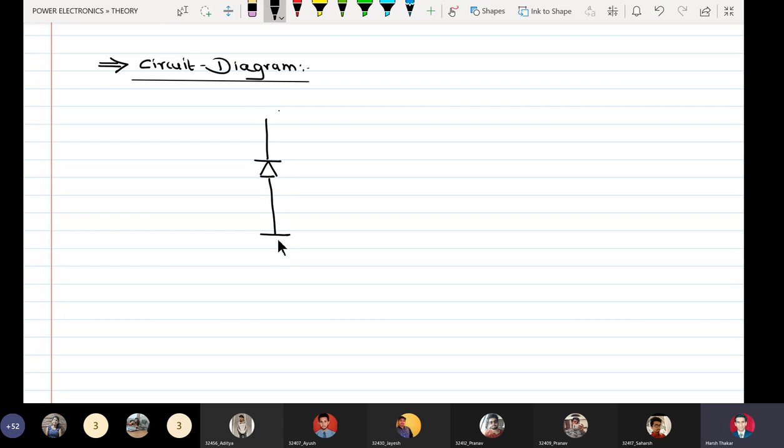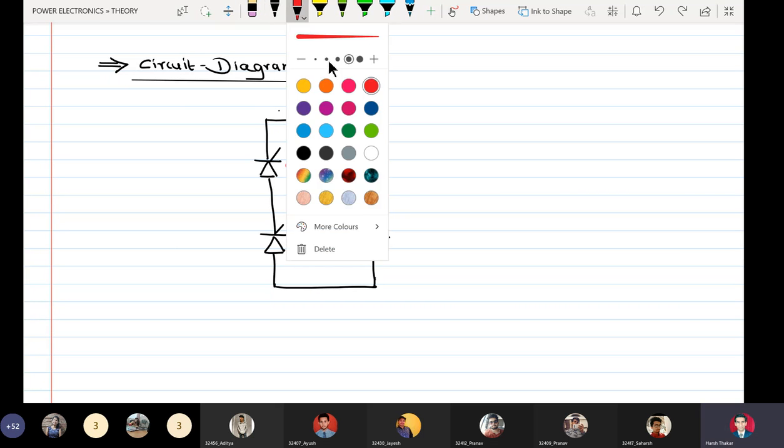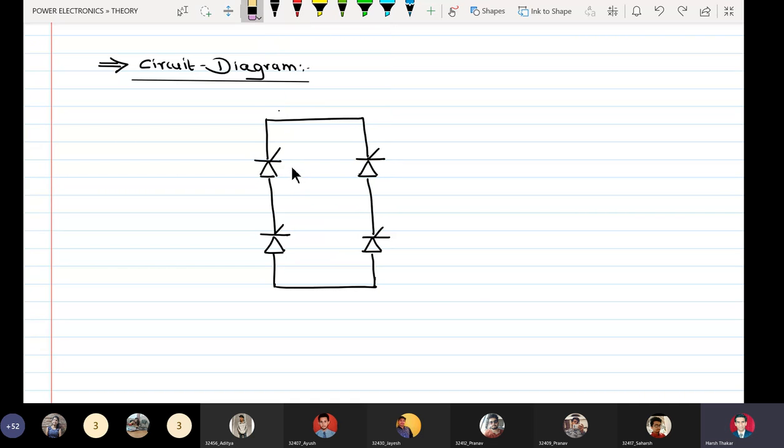As usual, first we draw all four devices as diodes, and then we decide which diode has to be kept as a diode and which diode has to be converted into an SCR. You can always draw the bridge first, and because it's a full converter, all four have to be thyristors. So T1, T2, T3, T4. Rest all remains the same.